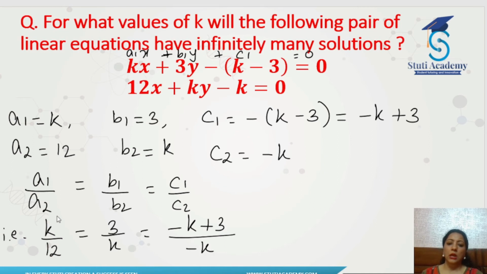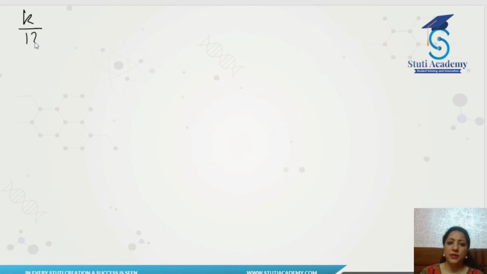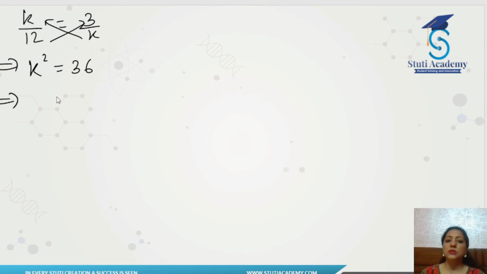So we are going to take the first two ratios and solve for k. So we have k upon 12 is equal to 3 upon k. If we cross multiply this, we will get k square is equal to 36. So if k square is 36, we can take k as either 6 or minus 6.